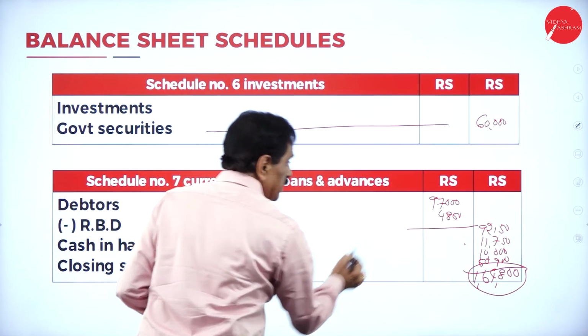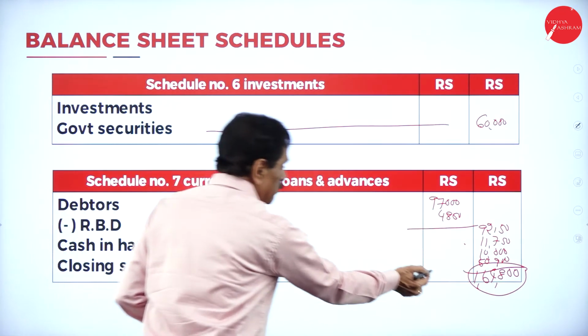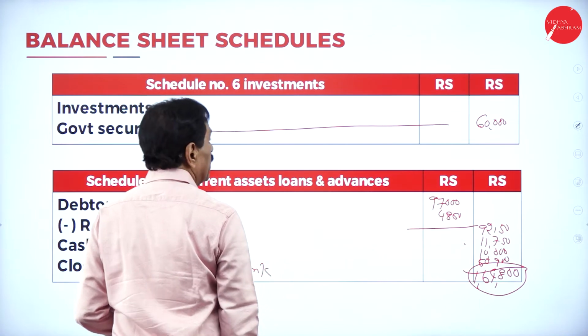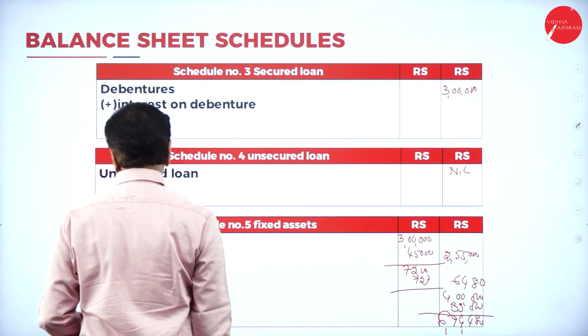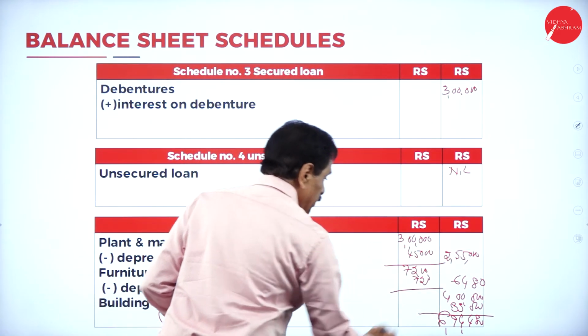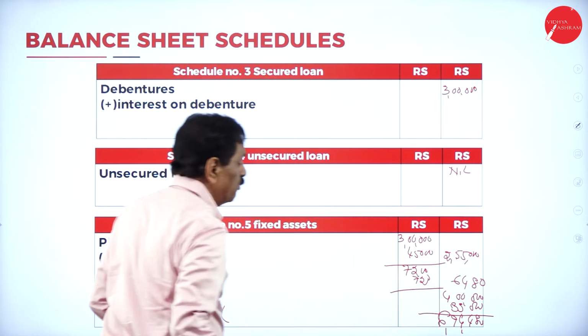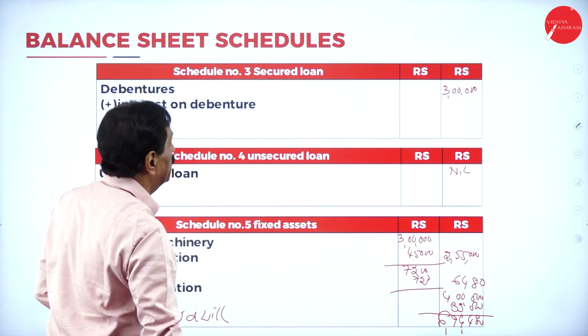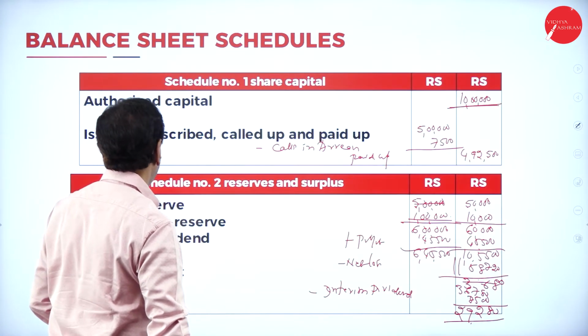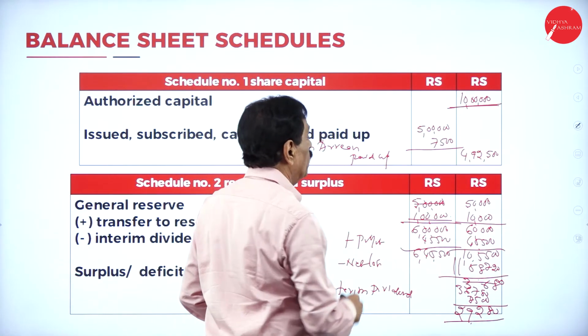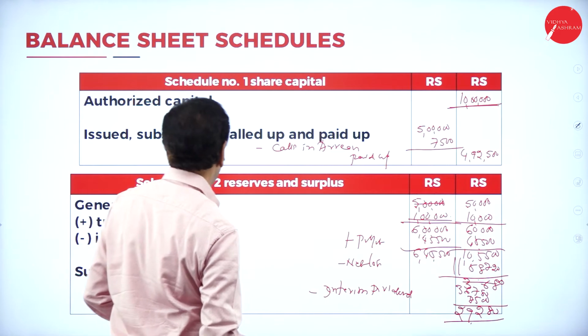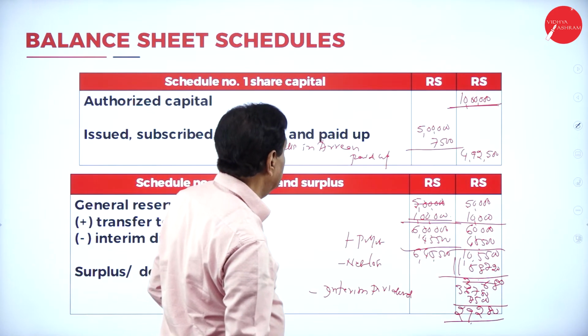Debtors 97 minus RBD, then it will add to 1,64,800. Investment in government security 60,000. Plant and machinery 3 lakh. Depreciation, it will come to 6,94,480. Debenture interest you have taken in the current liability. Issued and paid up capital 4,92,500. So we'll go with the balance sheet now.